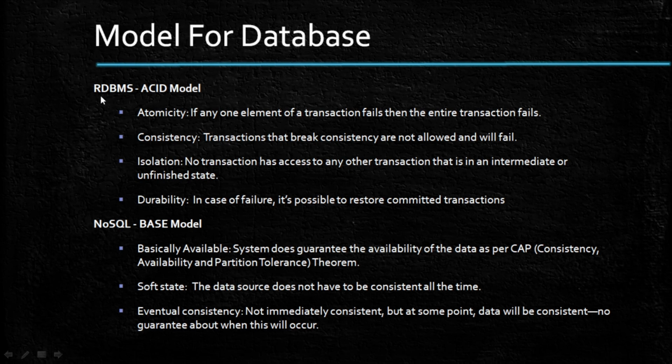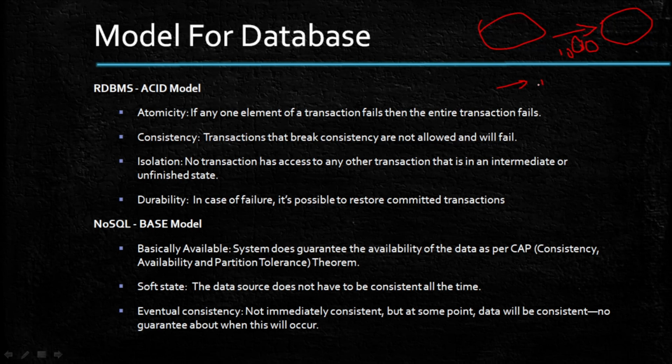Now come to the first one. The A stands for atomicity. If any one element of a transaction fails, then the entire transaction fails. What does this mean? We will understand with this example. I am transferring 1000 rupees from my account to my friend's account. Let's understand how it will be processed.